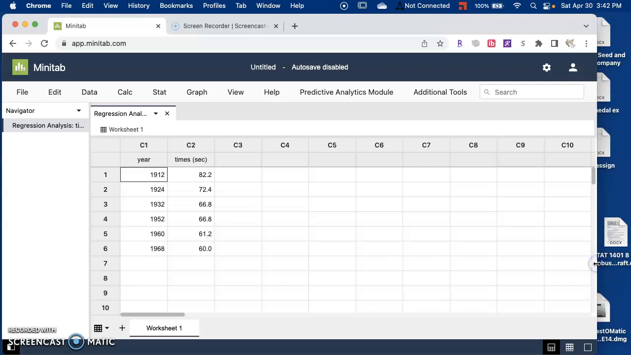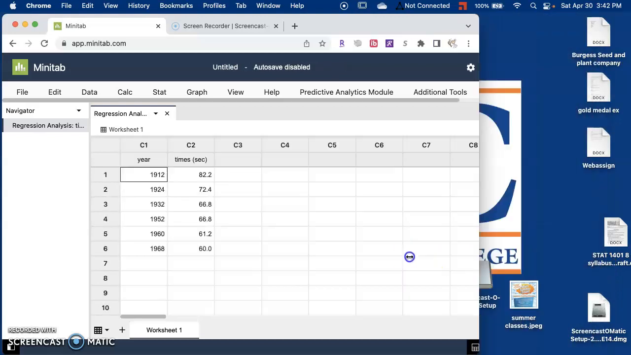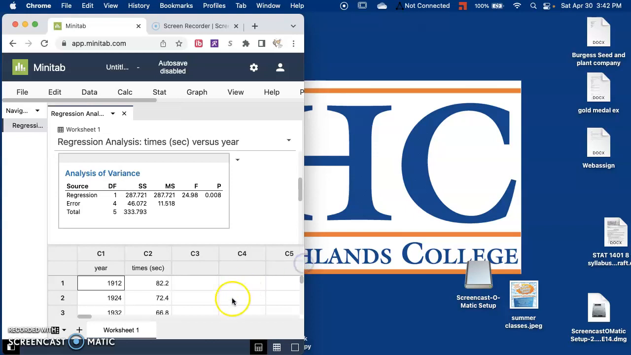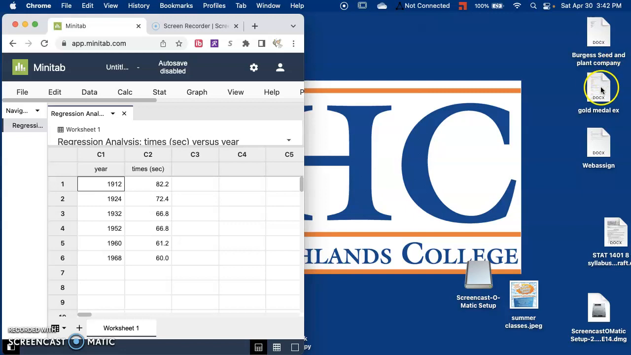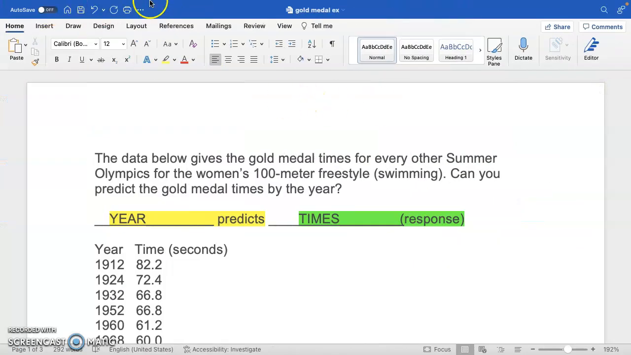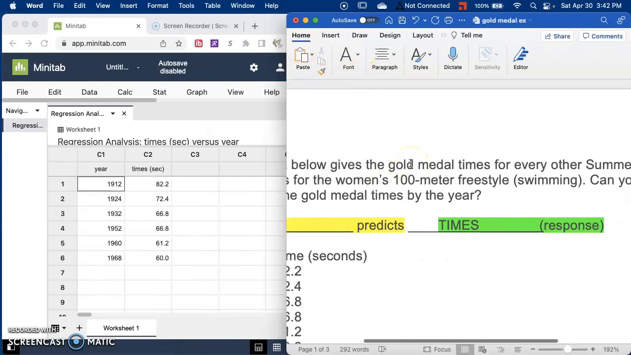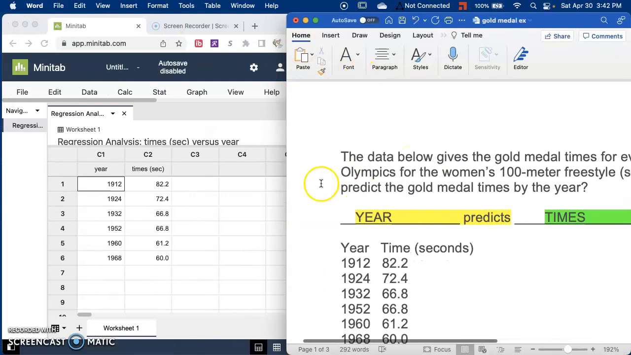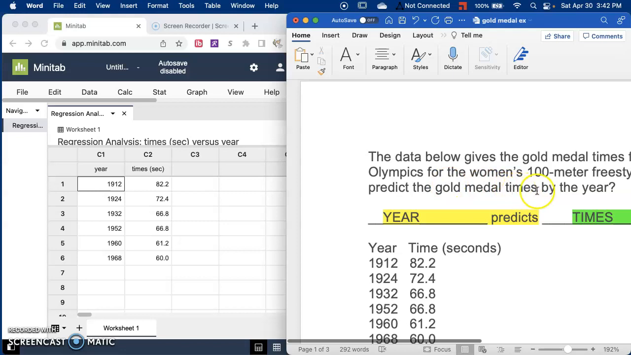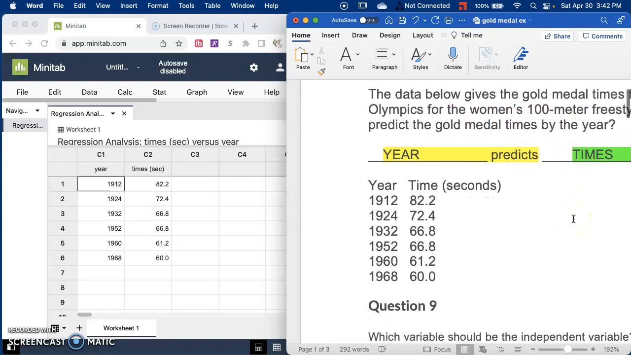Okay, so I am going to work this problem for you, and hopefully this will clear up your situation. Let me get that information up. So this was the problem. The data below, it says, can you predict gold medal times by the year? So it would be year predicts times.